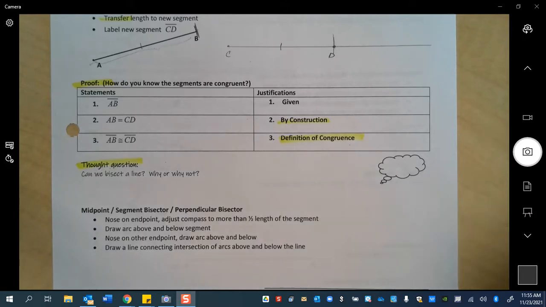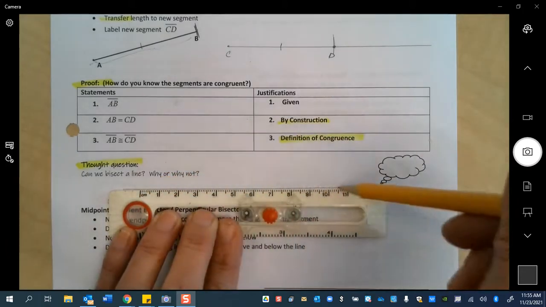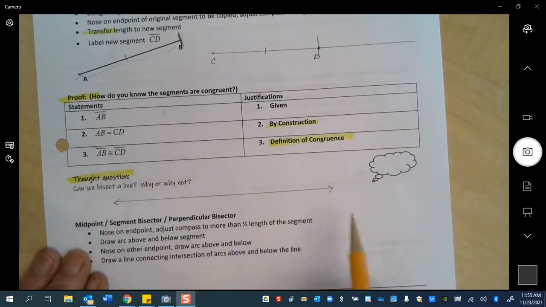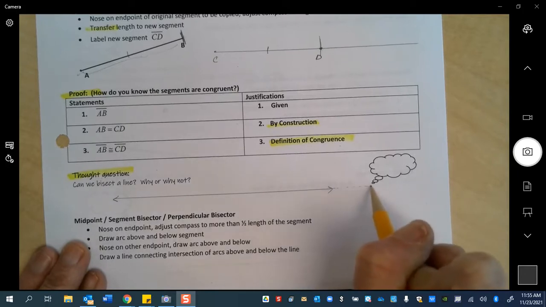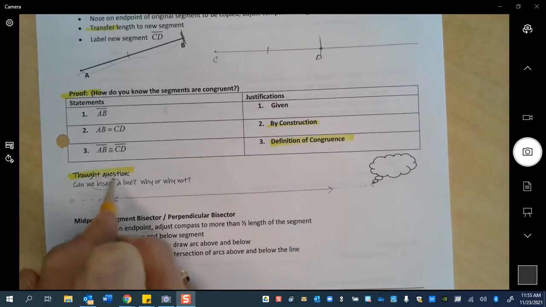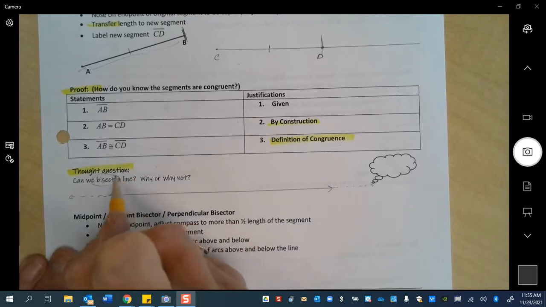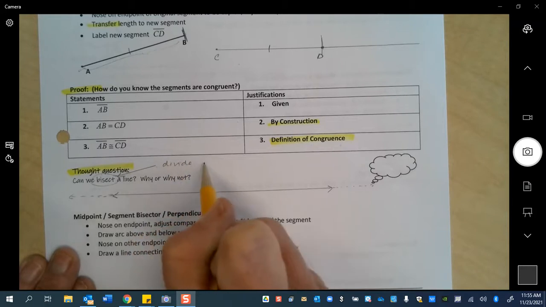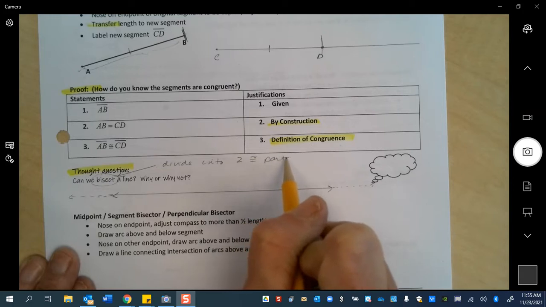So let's go ahead and draw a line and think about it. Here is this line, and I can draw arrows as endpoints. What do these arrows mean? That it continues on forever and ever. What does the word bisect mean? If you bisect something, you're going to divide it into two congruent parts.